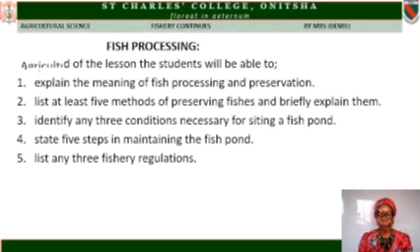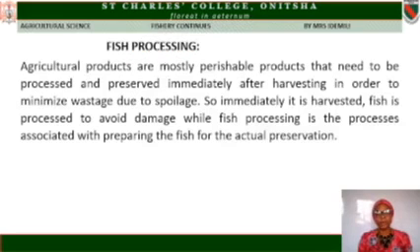Now let's get on with this lesson. Fish processing. Agricultural products are mostly perishable products that need to be processed and preserved immediately after harvesting in order to minimize wastage due to spoilage. So immediately it is harvested, fish is processed to avoid damage, while fish processing is that process that is associated with preparing the fish for the actual preservation.